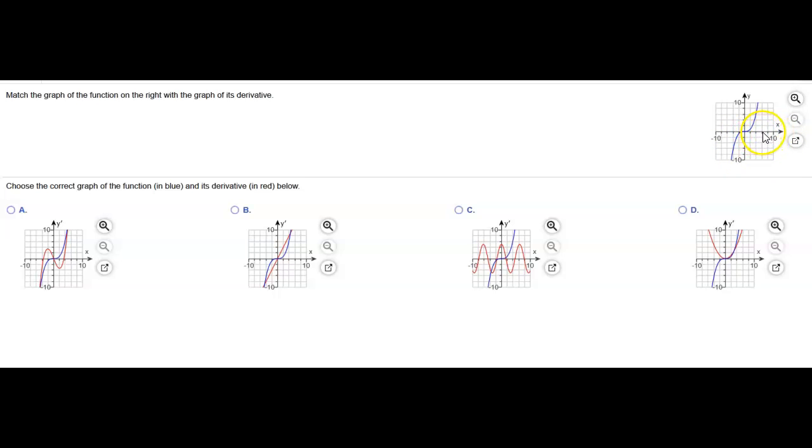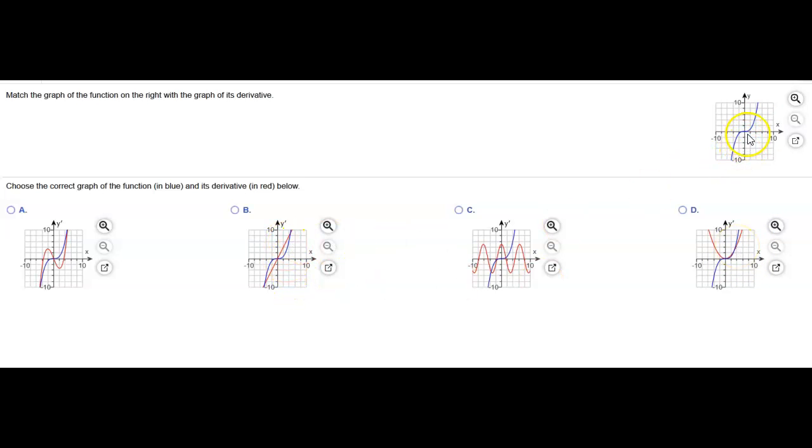If I look at, for example, x is equal to 4, it looks like I have a pretty steep slope. So that's going to be a high positive number, like maybe 5 or 6. So at x is equal to 4, I might have 5, so I should expect a value of like 4 or 5, which is this one. It's actually both of those.